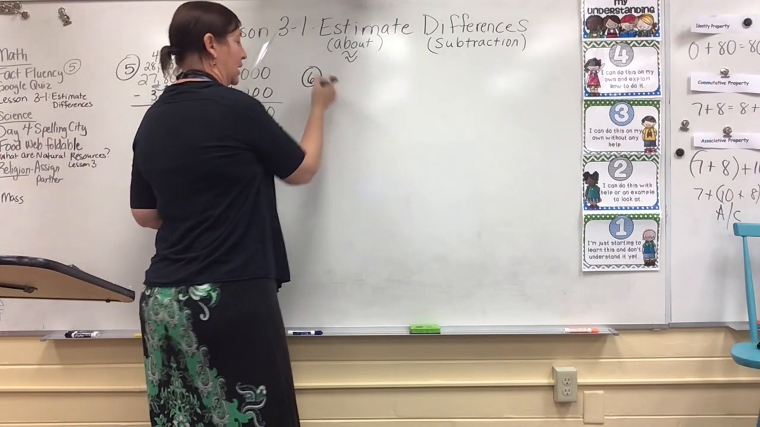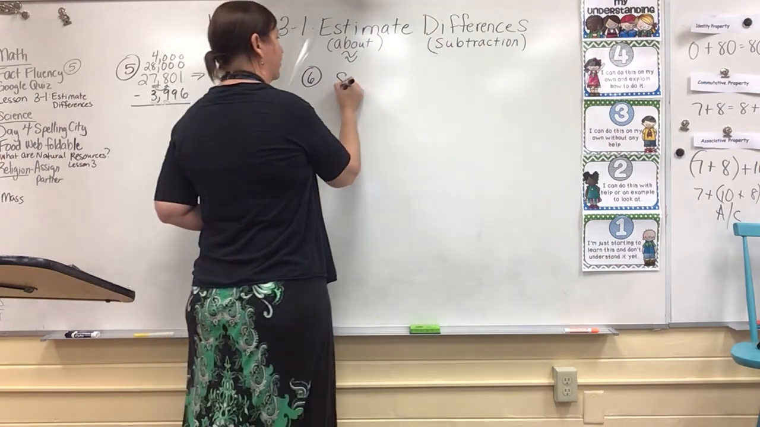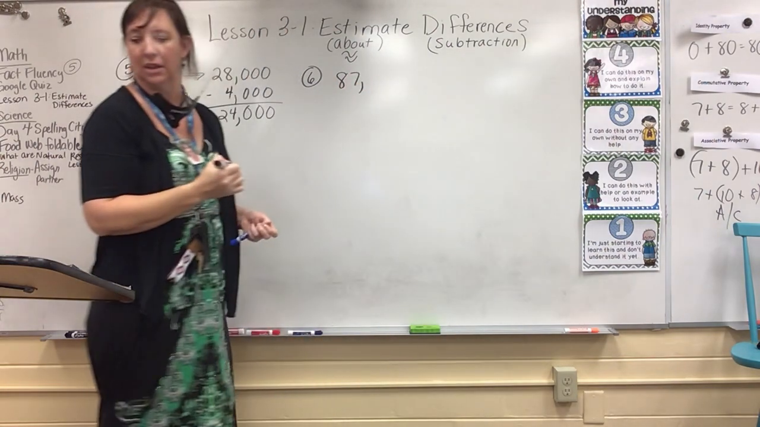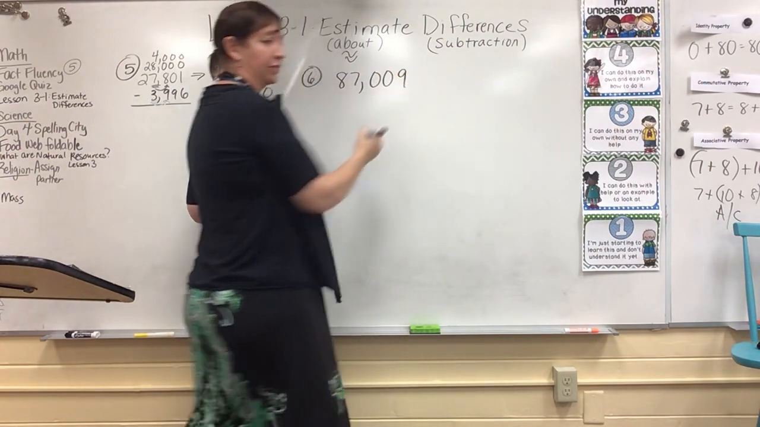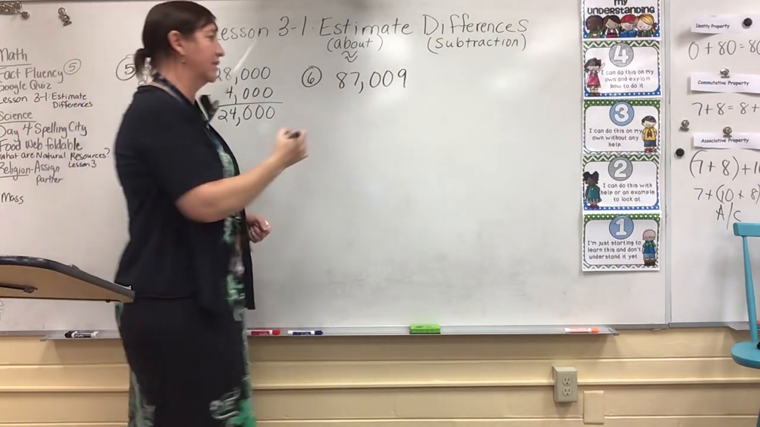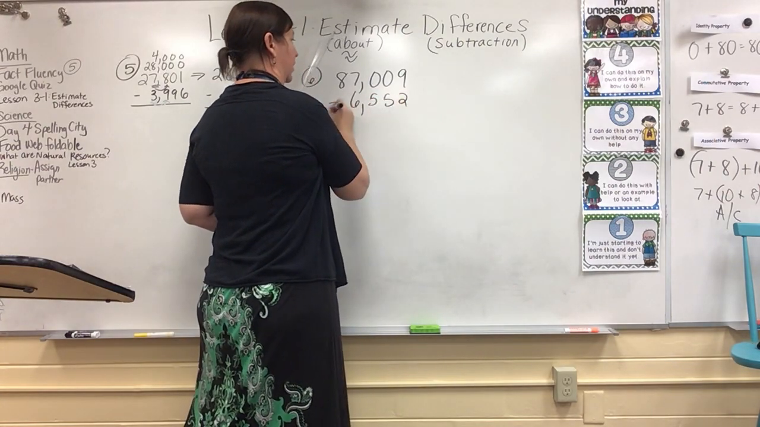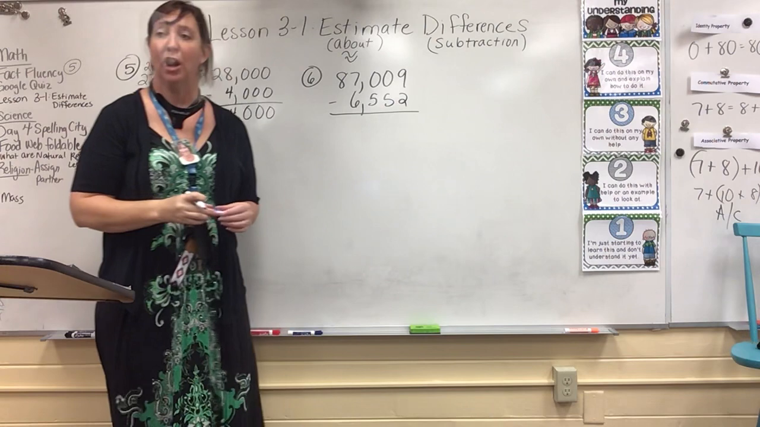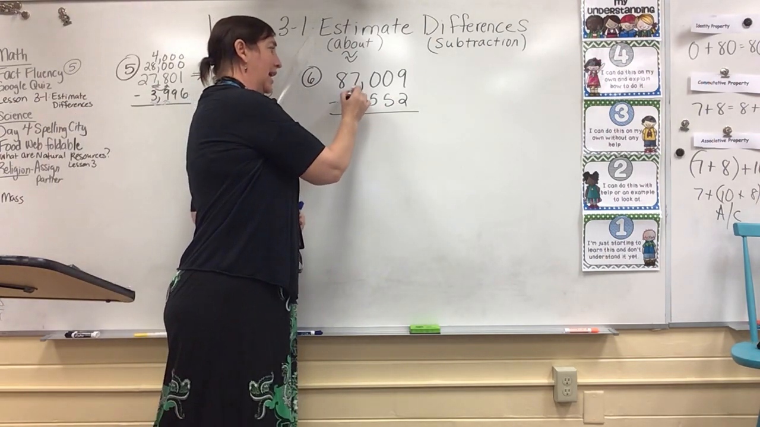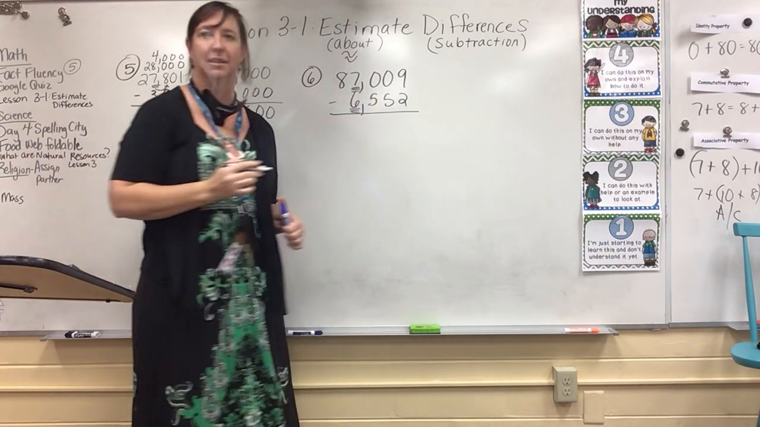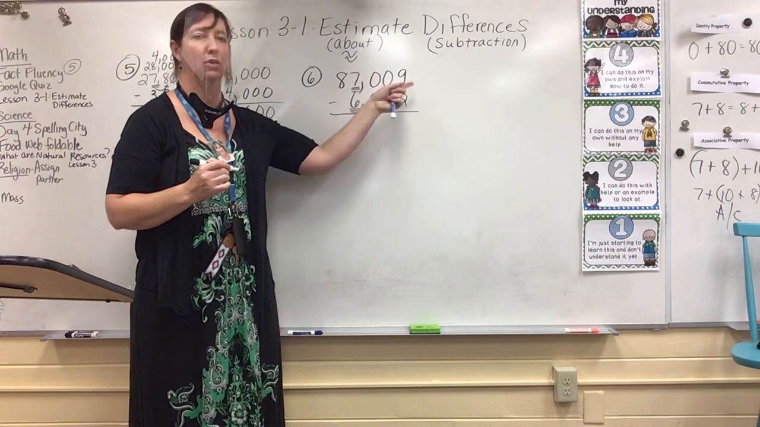All right, let's take a look at number 6, please. Everybody can write down number 6 on a piece of paper or their whiteboard. First up, it's going to be rounding, looking at place value. It's 87,009 minus 6,552. So I look at my number of the least place. The least place is my thousands place. So I look to the number to the right.